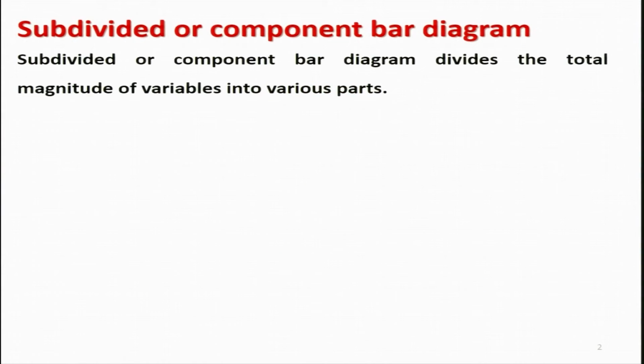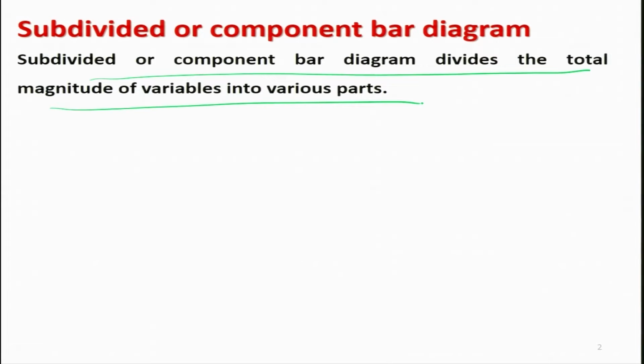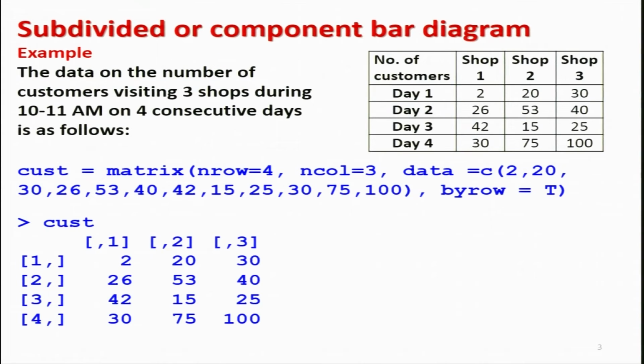The first question is, what is the subdivided or component bar diagram? The subdivided or component bar diagram tries to divide the total magnitude of the variables into various parts. Let me take an example and show you the meaning of this subdivided or component bar diagram and how you can create it.